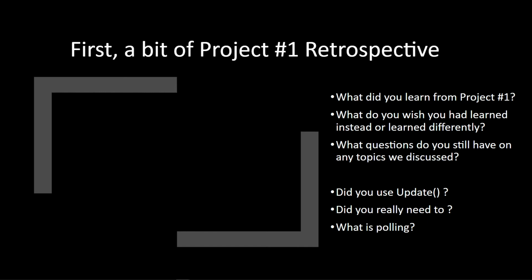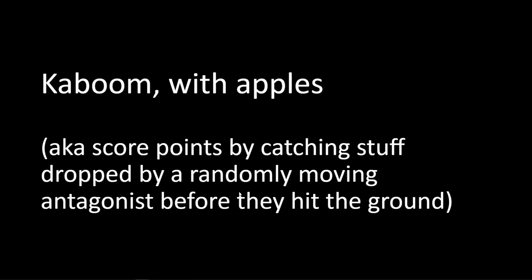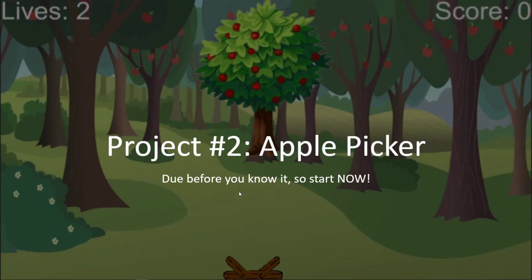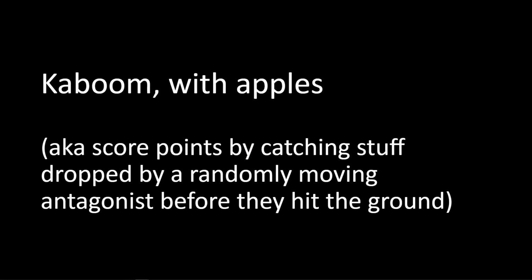All right, Project 2. Again, do before you know it. So start now if you haven't already. The Apple Picker: I do want you to think also about polishing the edges on your start screens and so on. Get all that underway. Think of it as Kaboom with apples, also known as you score points by catching stuff dropped by a randomly moving antagonist before they hit the ground.